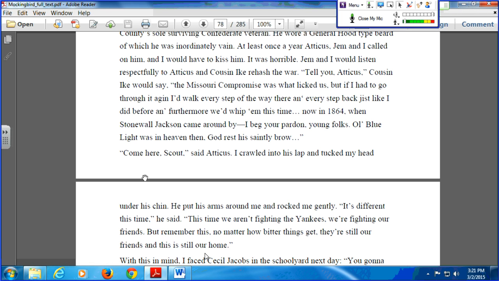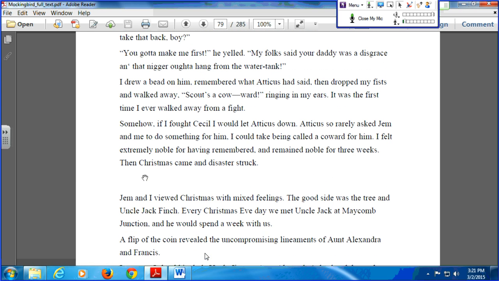With this in mind, I faced Cecil Jacob in the schoolyard the next day. "You gonna take that back, boy?" "You gotta make me first," he yelled. "My folks say your daddy was a disgrace, and the N-word ought to hang from the water tank." I drew a bead on him, remembered what Atticus said, dropped my fist, and walked away. "Scout's a coward" was ringing in my ears. It was the first time I ever walked away from a fight.